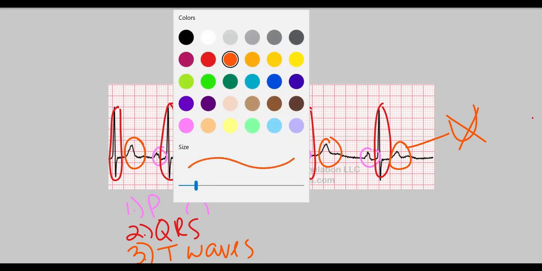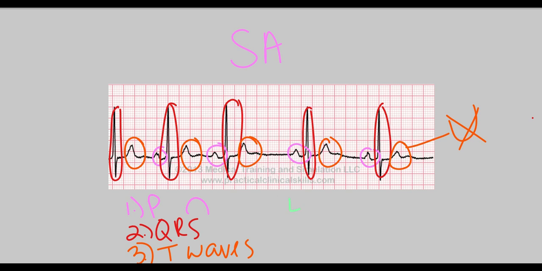And we also have our R to R. The R to R is the distance from here to here. This is what's different. The distance from one QRS to another is different. Here it's different because this one is super long compared to the rest. These are shorter than this one, and this one is a little longer. That's the issue with sinus arrhythmia.